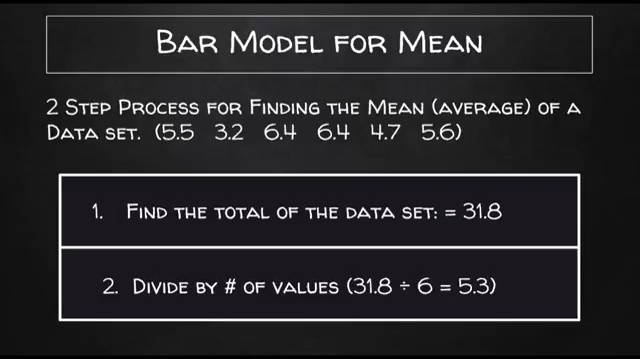The second step in the process is to divide by the number of values that we have in the data set. We've already counted those and found that there were 6 values in the data set. So if every one of those values were equal, we would take that total, divide it into 6 equal groups, and when we divide 31.8 by 6, we get a final answer of 5.3. So there you have it, using a bar model to help you understand and to solve mean or average problems.